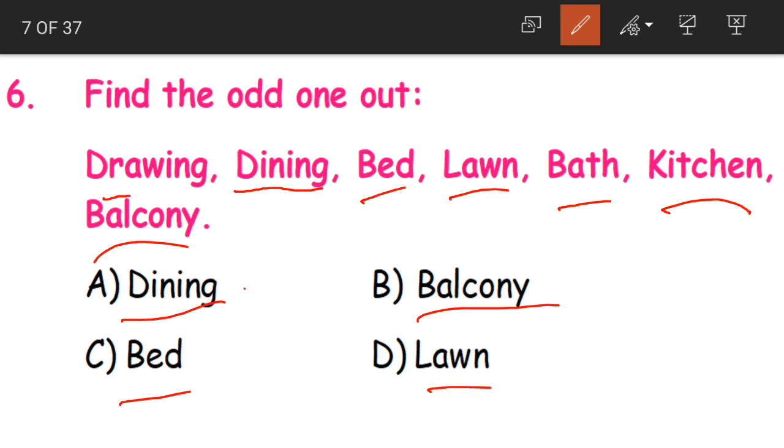So, dining is an area, a dining area in our house. Balcony is also a place. Area is nothing but a place. Lawn is also a place, where we have grass in front of our house. Balcony is also a small area where we can grow plants. Dining is also a place where we have a dining table and sit for eating. Now, what is bed then? Bed is not a place, not an area. It is an object. So that is why bed, that is C, is the right answer.